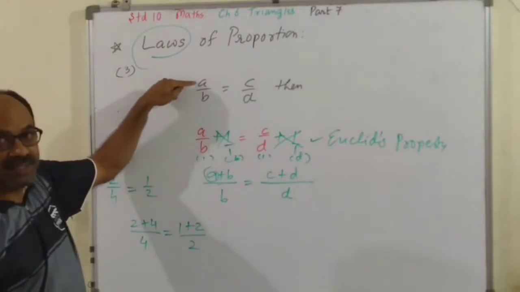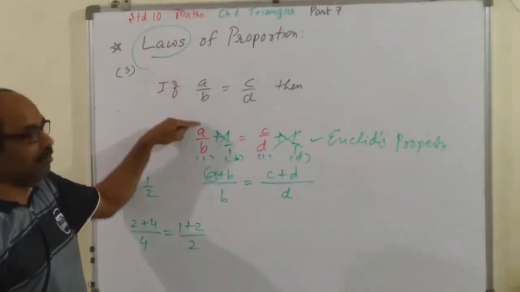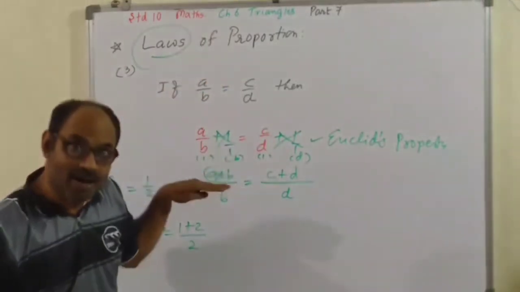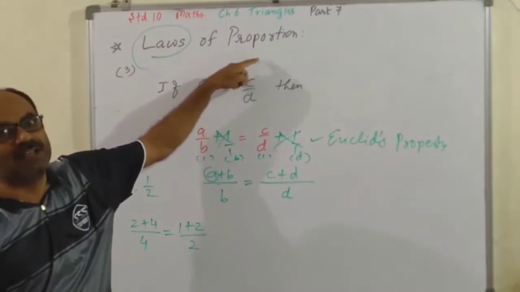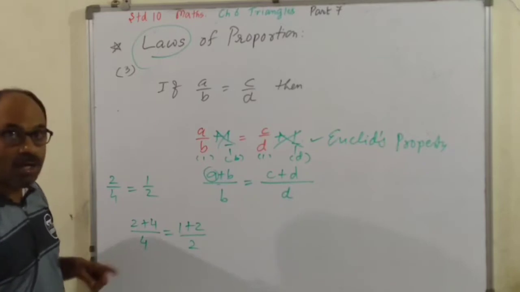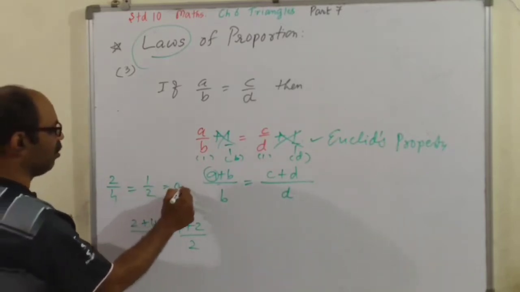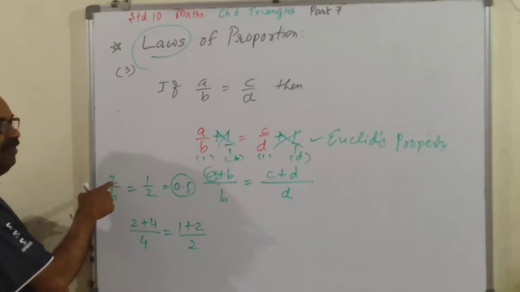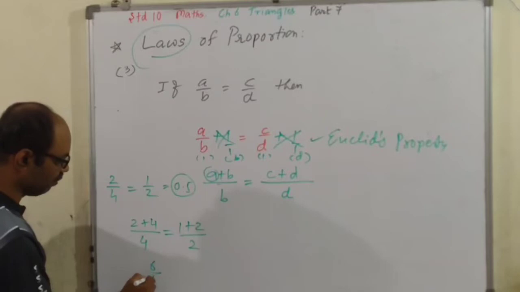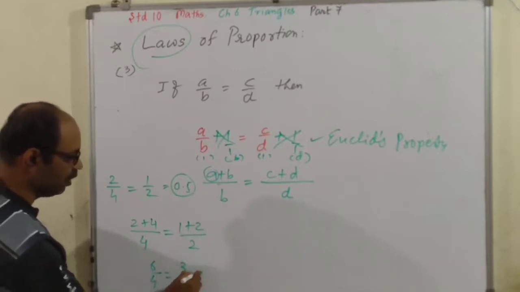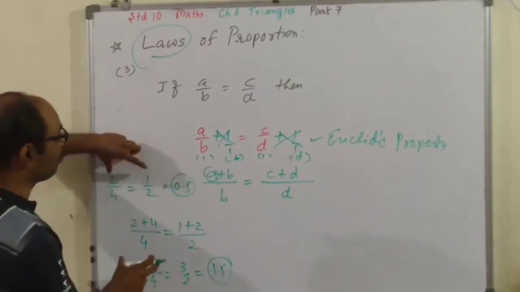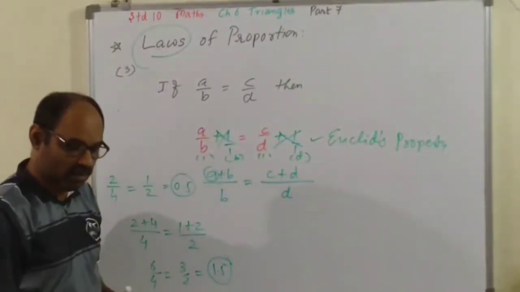In other words, this is the numerator, this is the denominator. So A upon B is equal to C upon D. Then numerator plus denominator upon denominator is equal to numerator plus denominator upon denominator. Alright, children. Let's check. Here each one equals 0.5. Correct? If you divide 2 by 4, 1 by 2, you get 0.5. Here it will be different. 6 upon 4 and this is 3 upon 2. This will give me 1.5 each. So these values are different. So these four ratios, this two and this two, are not equal.